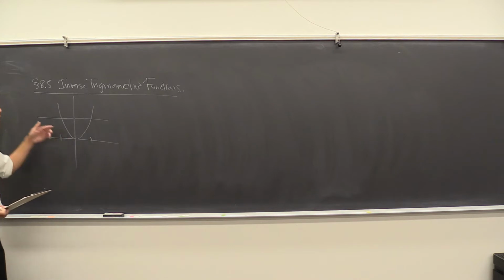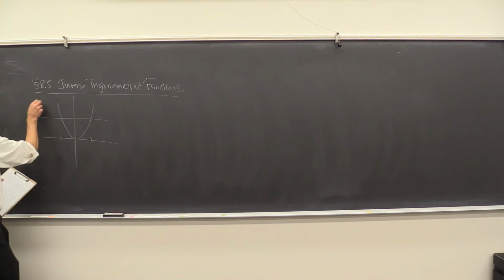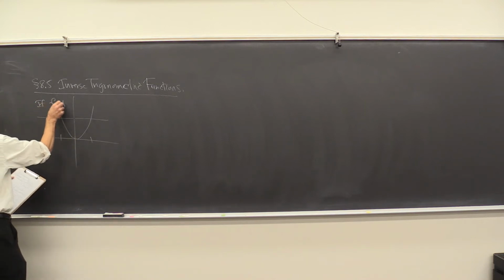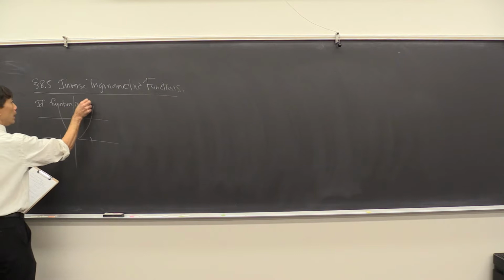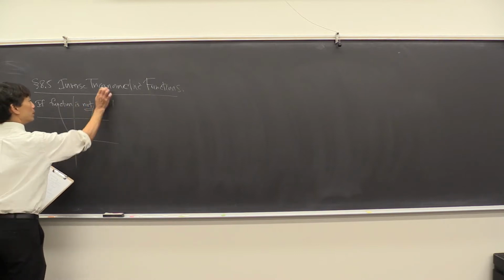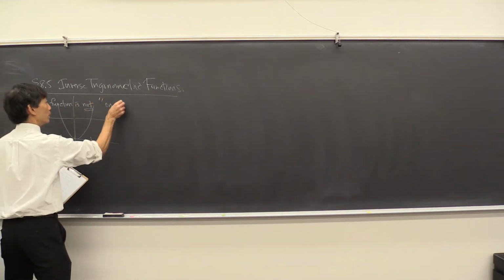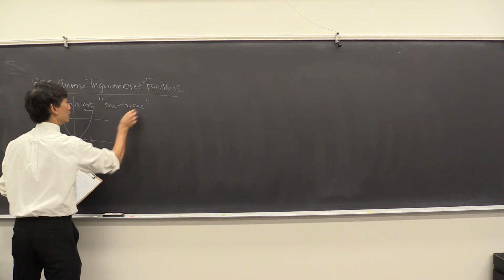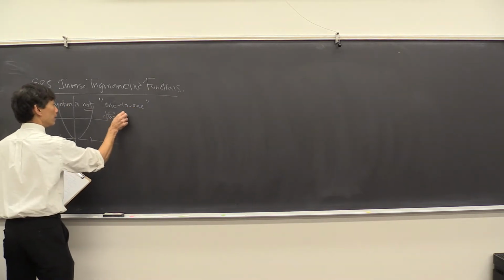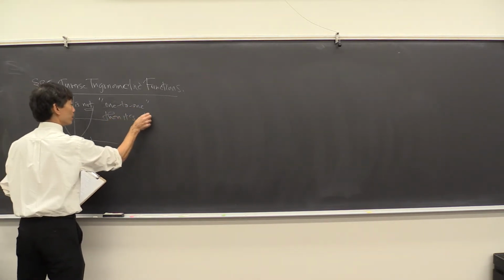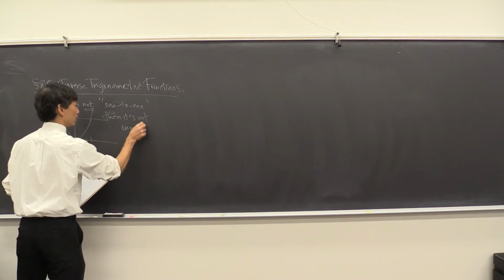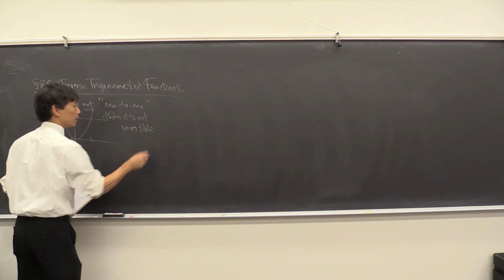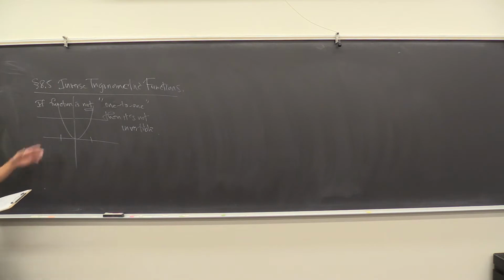And so if it fails the horizontal line test, if the function is not what we call 1-to-1, then it's not invertible. If it fails the horizontal line test, it's not invertible.